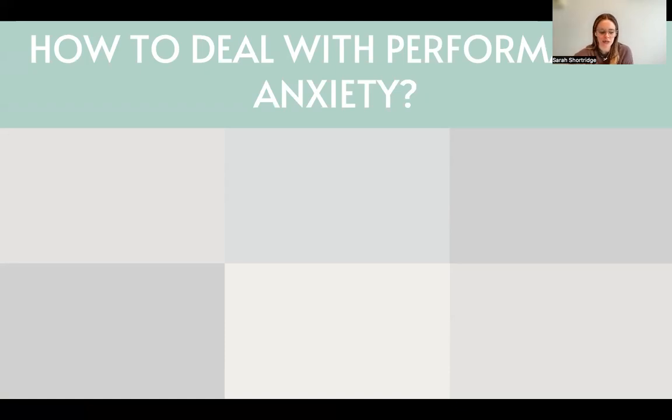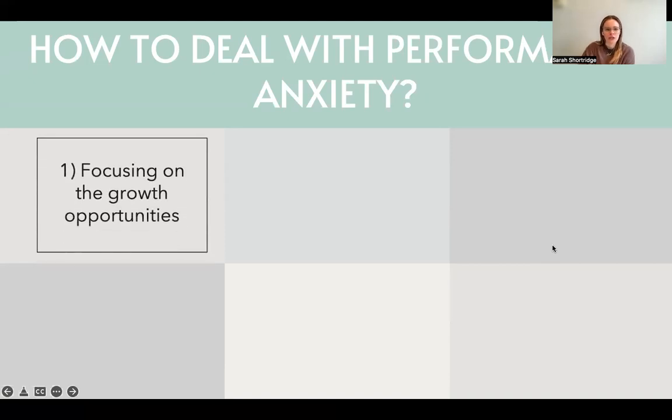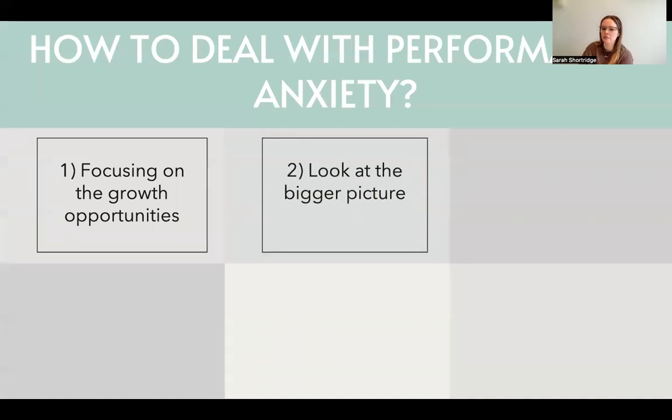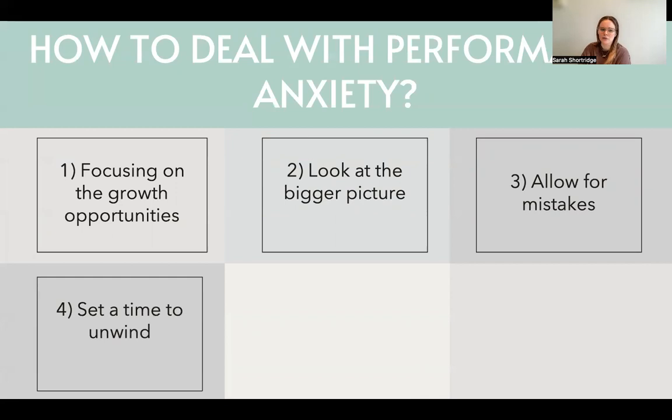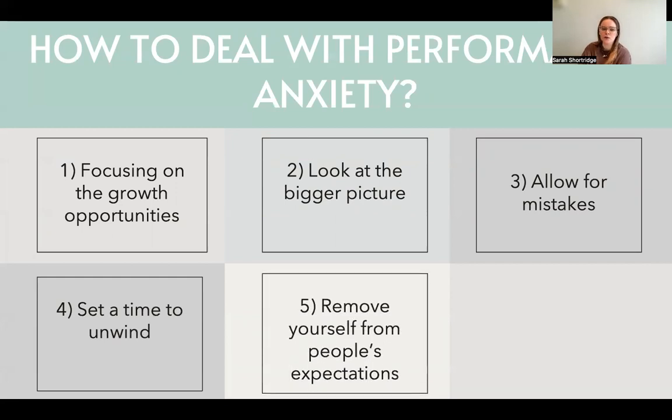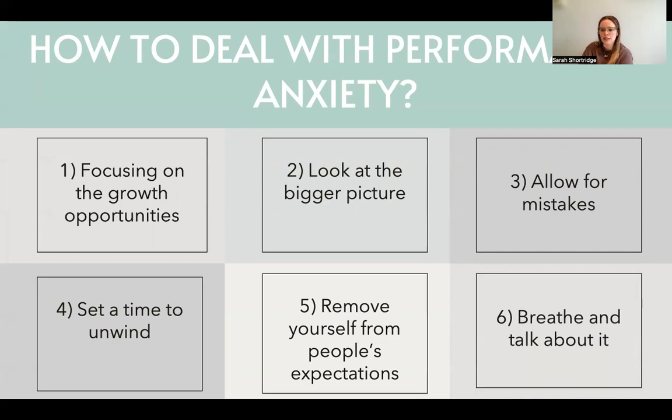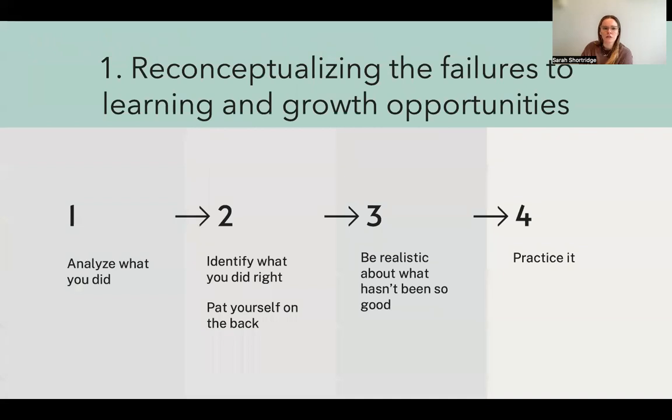So there are a couple of things that we can do, such as focusing on the growth opportunities, looking at the bigger picture, allowing for mistakes, set a time to unwind, remove yourself from people's expectations, and lastly, breathe and talk about it. So number 1 is reconceptualizing the failures to learning and growth opportunities.